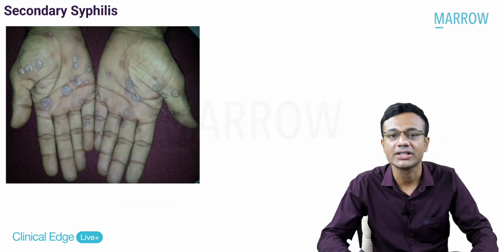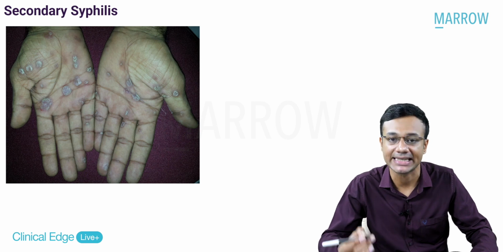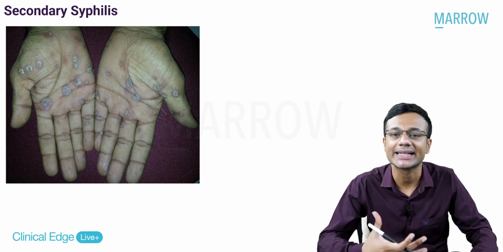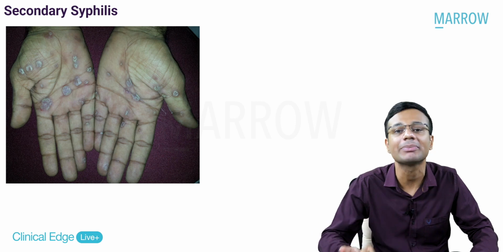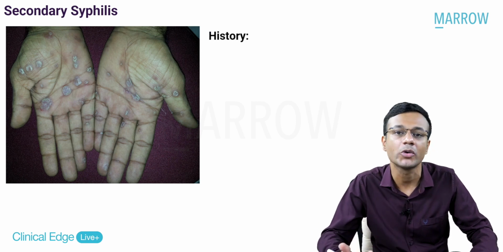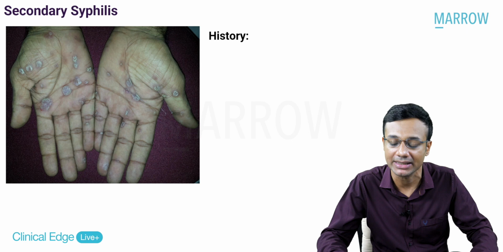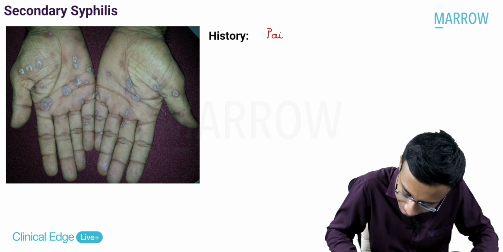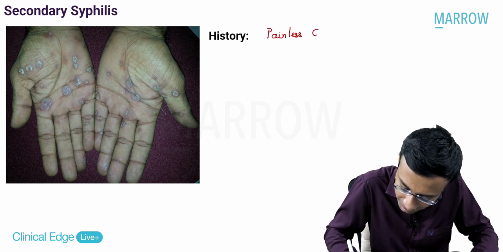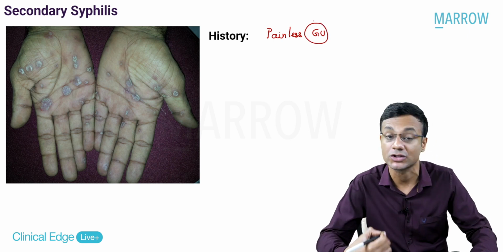The next important differential diagnosis for a papillosquamous eruption is secondary syphilis. Now obviously when I say secondary syphilis, students, please remember there should have been primary syphilis, isn't it? So what history I'm going to ask? We know the ulcer of syphilis is painless. So ask for a painless genital ulcer. So history of a painless genital ulcer has to be elicited.